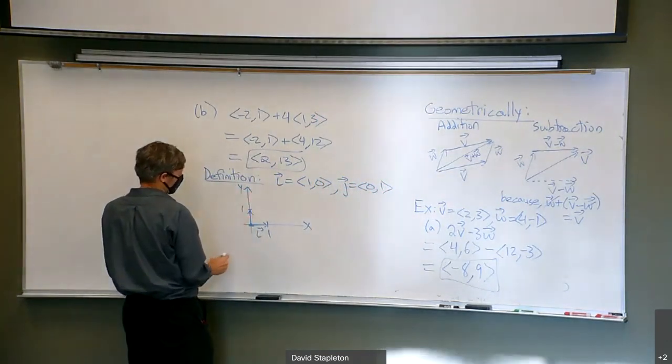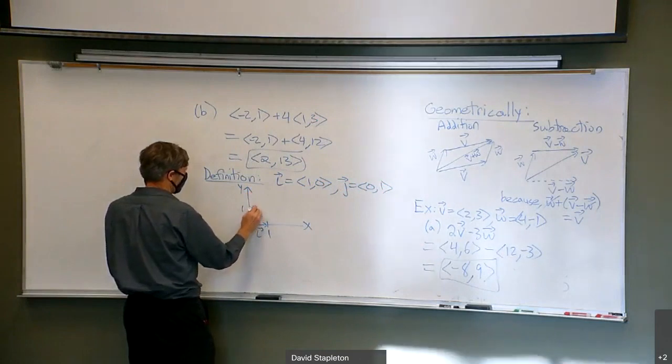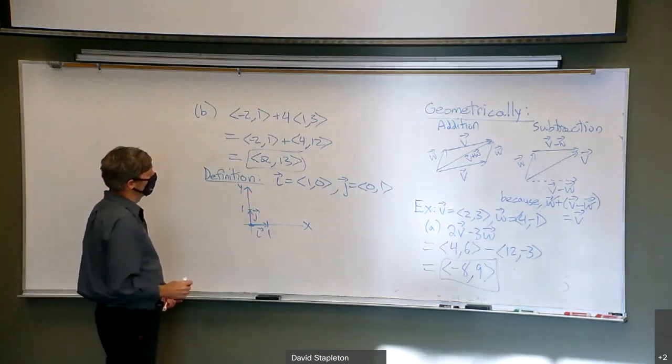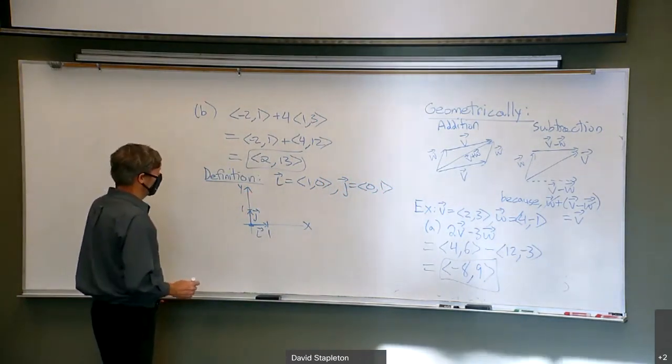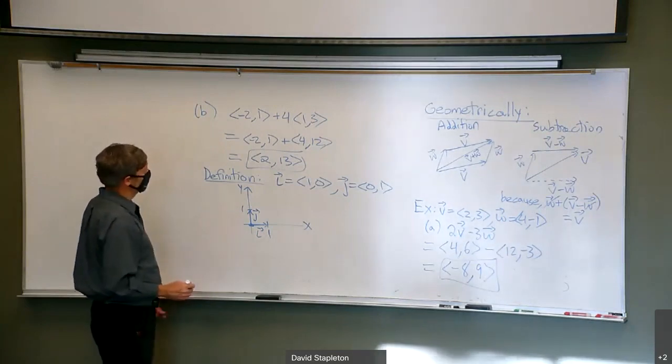1 unit up the y-axis. So here's j. With that notation, we can then rewrite all these vectors in ij notation.